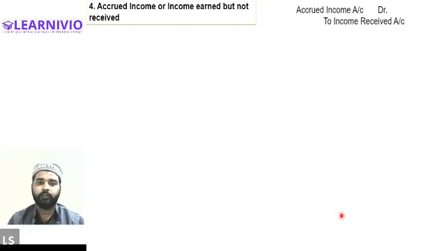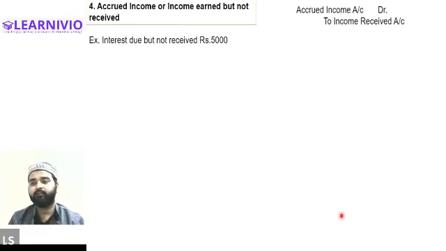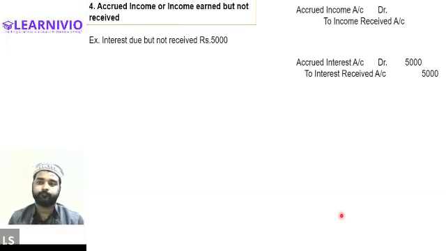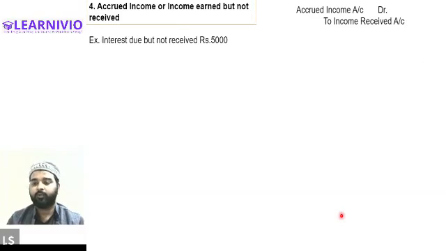So let's suppose we have interest due but not received. Suppose there is an income of rupees 5,000 by the name of interest, but we haven't received it yet. So the general entry for this particular income will be accrued interest account debit to interest received account. Accrued income debit to income received. That is what we were required to journalize. So we will journalize it as accrued interest account debit to interest received account 5,000.